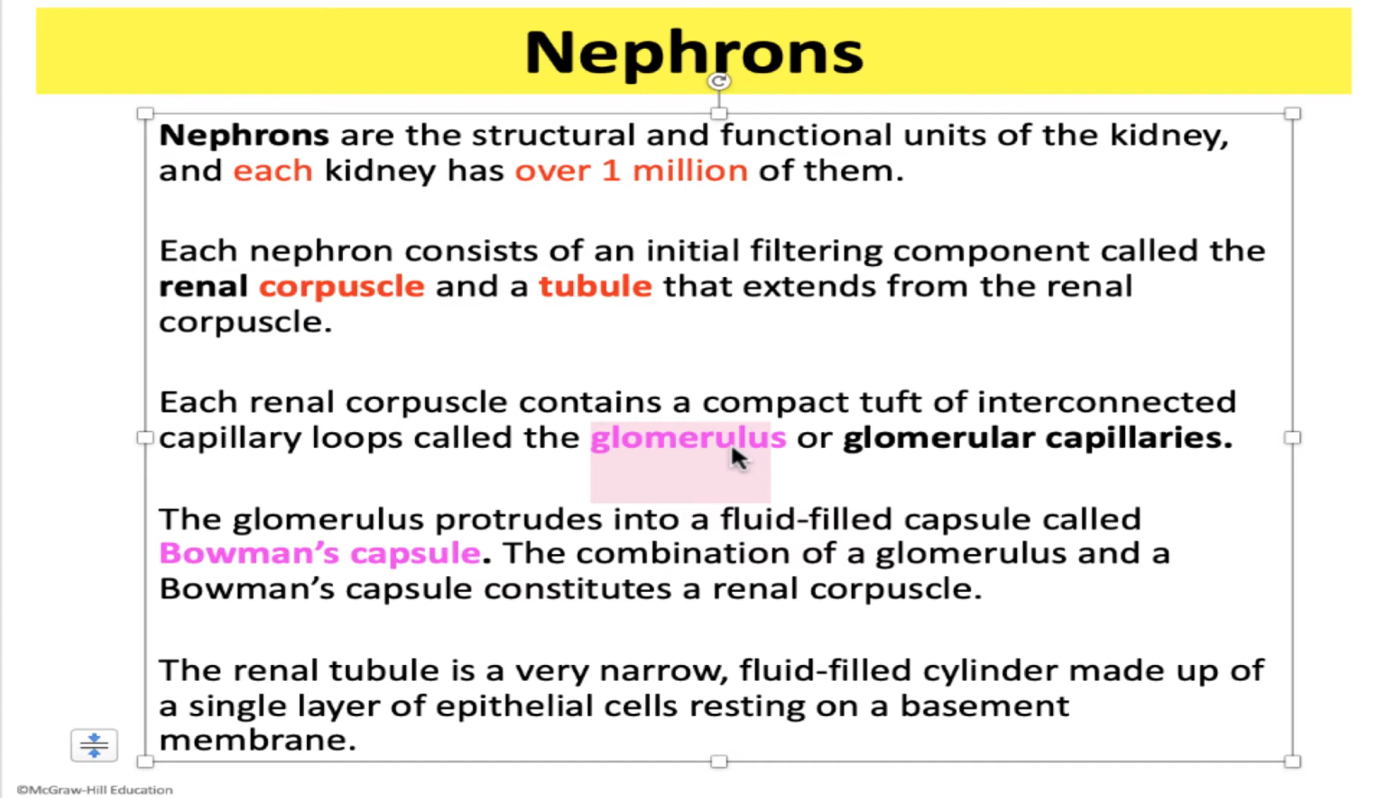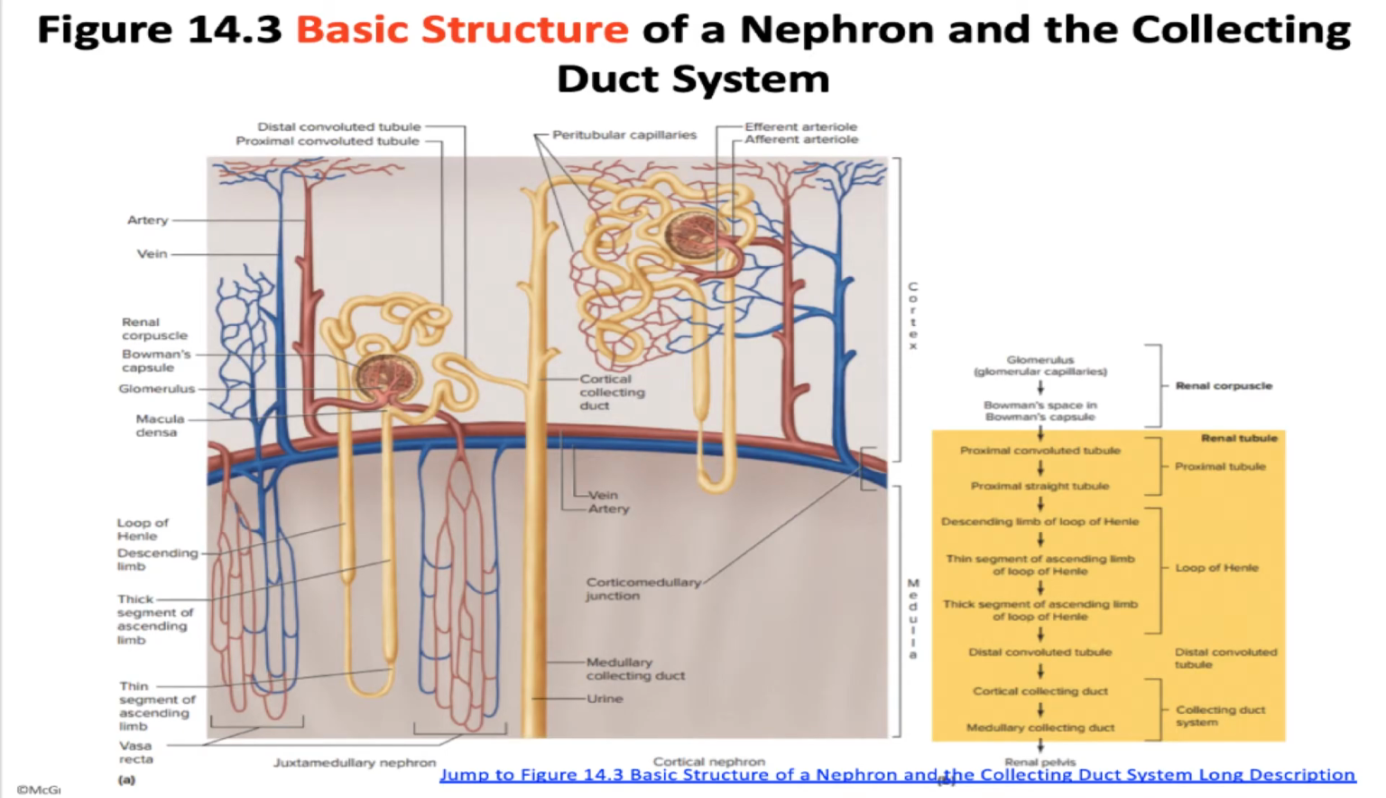That is then tightly associated with the Bowman's capsule. The Bowman's capsule is the top part of the nephron. Figure 14.3 is very important. Not only does it give you the anatomical structure of two types of nephron in the kidney, it also relays the order in which fluids pass through different regions of that system.